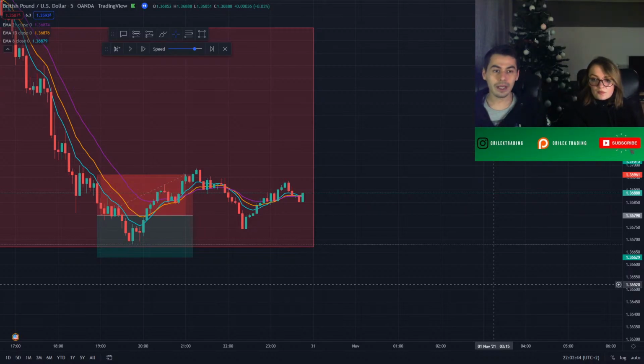Okay, so we would just like to run this challenge. Maybe if we get funded using this, we can add some tweaks and reduce the risk on a funded account. So for tomorrow, it's EUR/USD backtesting for the month of October 2021 using this strategy.